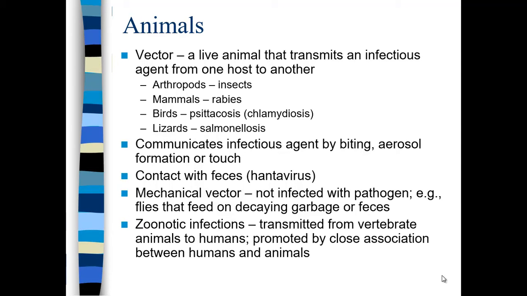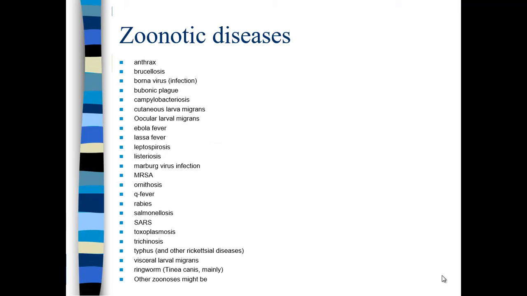And then zoonotic infections are infections that actually transmit from vertebrate animals to humans. And by close association of animals and humans, these diseases can spread. There's lots of different zoonotic infections. Certainly, you don't have to know all of these for the exam, but I want to give you an idea of some of these infections.